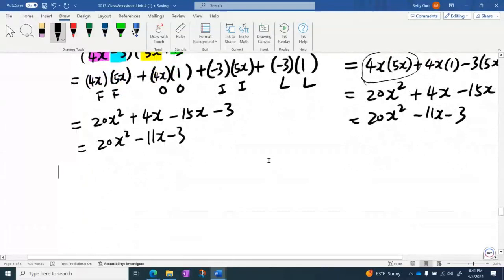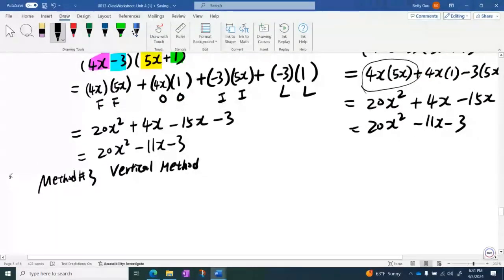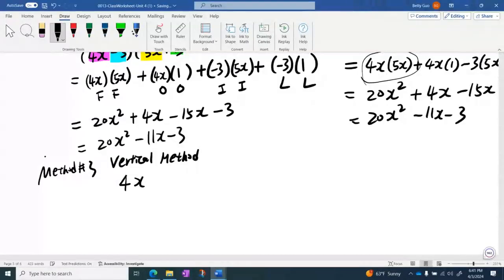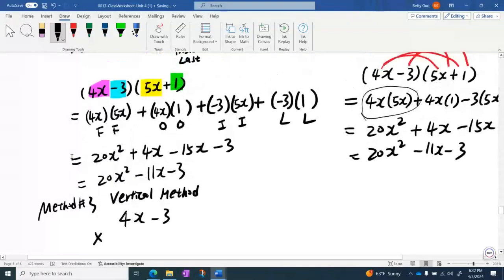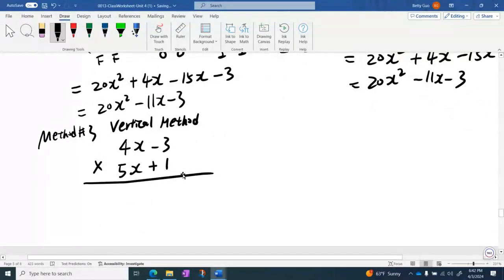Now we are going to talk about the third method. The third method is the vertical method. We vertically align the 2 binomials, one on the top, the other on the bottom: 4x minus 3 times 5x plus 1. We align them like this, similar to multiplying 2 numbers.